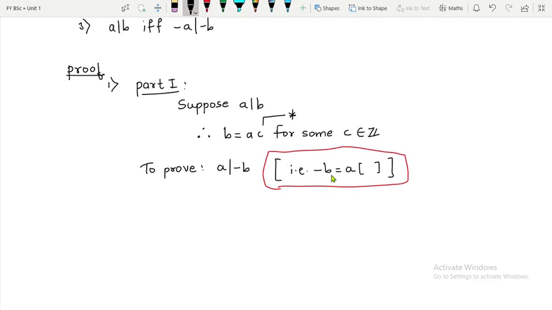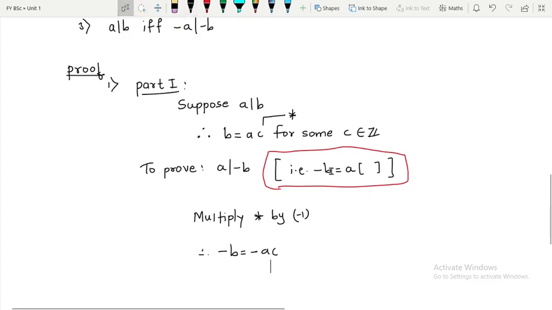So actually we are going to multiply star by minus 1, because whatever we have to prove, in that I want minus b on the left hand side. Therefore, minus b will be equal to minus ac. But what we have to prove? We have to prove that this minus b is equal to a multiplied by some integer.